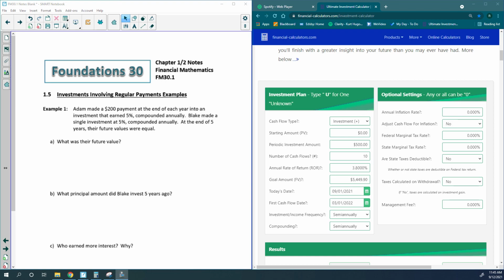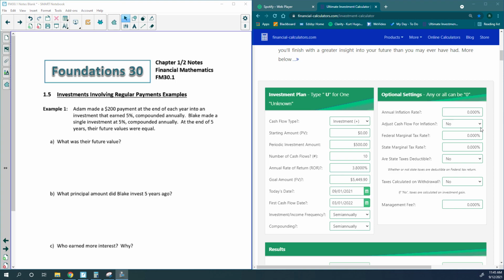For this video, we are going to be looking at 1.5 investments involving regular payments, and we're going to be focusing on different types of examples. So for the very first example, we have Adam made $200 payments at the end of each year into an investment that earned 5% compounded annually.